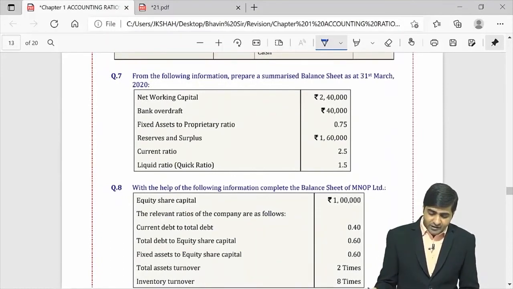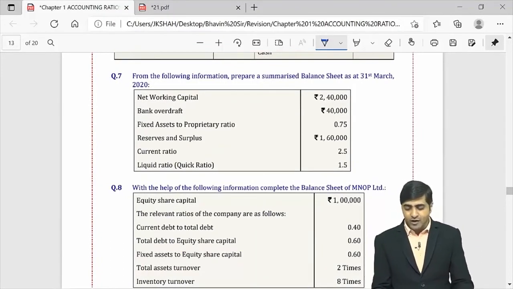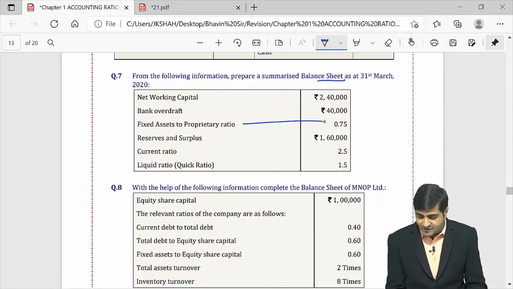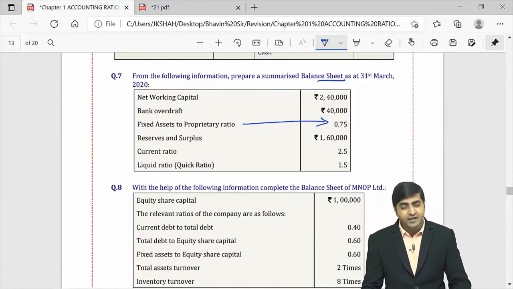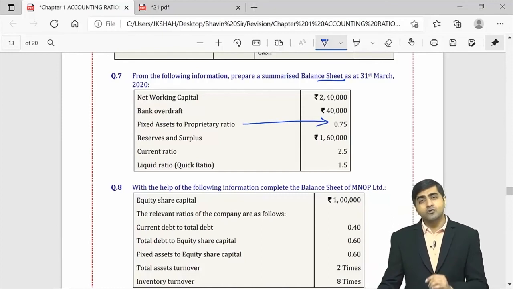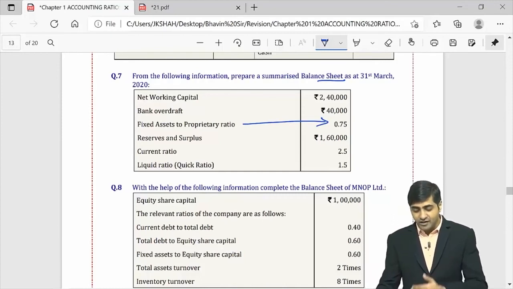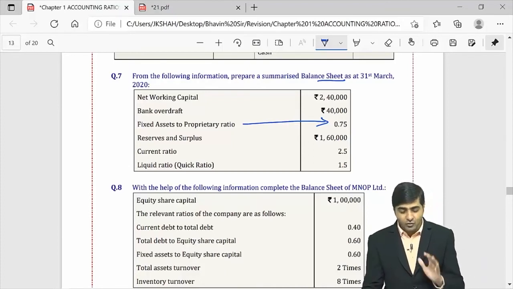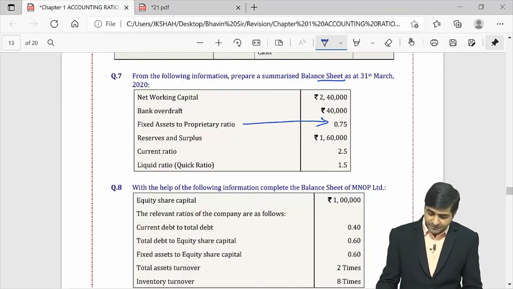Guys, continuing further, in question number 7, we are just required to prepare the summarized balance sheet and we have the data available. Again, the same concept, we have fixed assets to proprietors' funds. So here we are going to use the balancing 25% as your investment in working capital, and with the help of this, we'll be preparing the balance sheet. So quite manageable, question number 7.